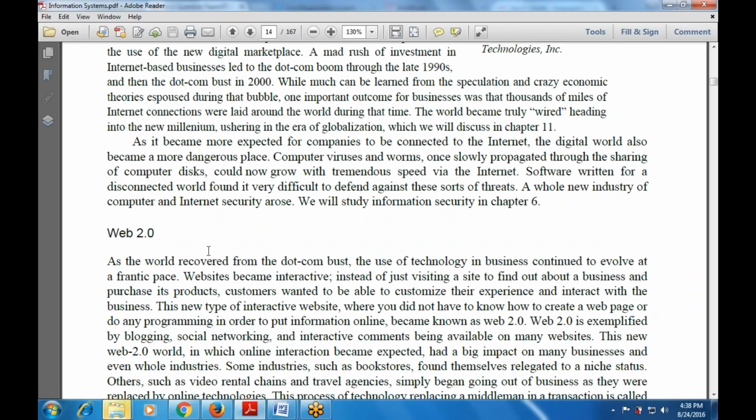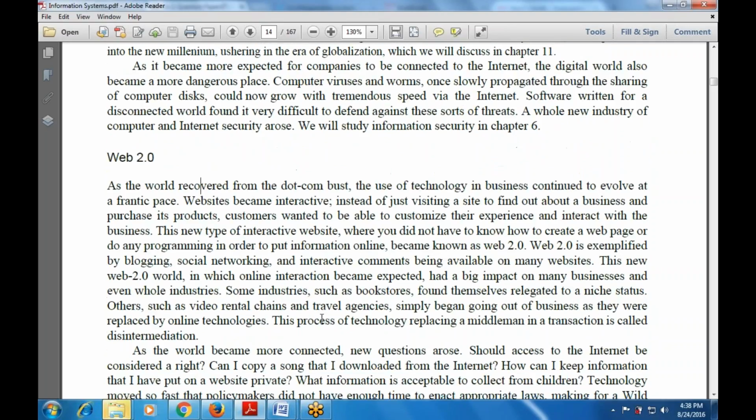Now, the new technology for the WWW is Web 2.0. So this technology in business continued to evolve at a very good pace, and websites became interactive. Instead of just visiting a site to find out about a business and purchase its products, customers wanted to be able to customize their experience and interact with the business. This new type of interactive website, where everyone can create a web page without knowing how to do any programming in order to put information online, became known as Web 2.0.